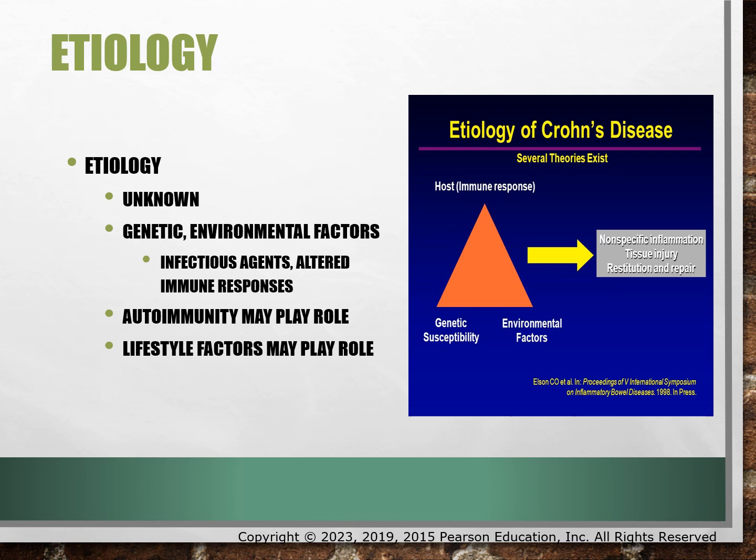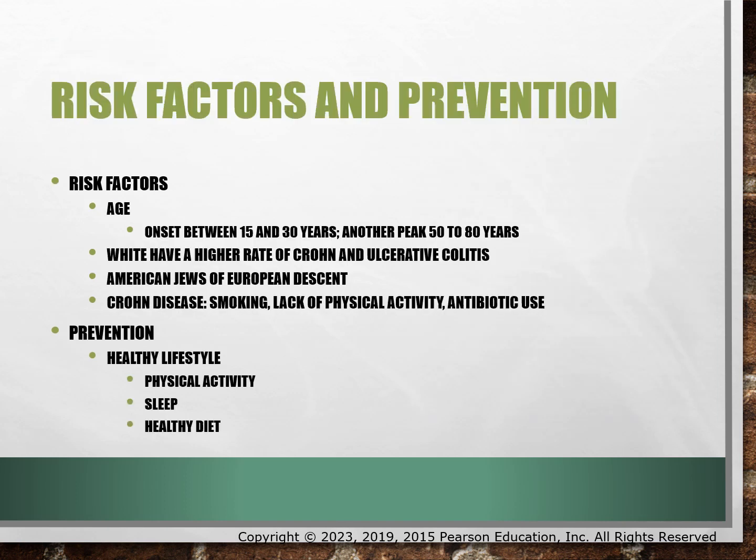So what is the etiology of these diseases? The etiology of both UC and Crohn is unknown. Genetic and environmental factors have been implicated. Factors such as infectious agents and altered immune responses are also thought to play a role. Autoimmunity is also thought to play a role, and lifestyle factors such as smoking can be an issue as well.